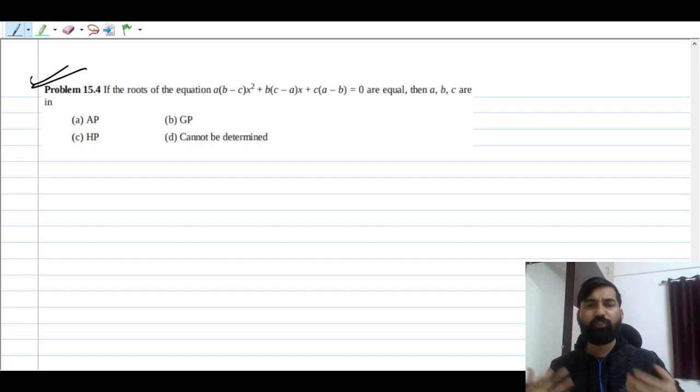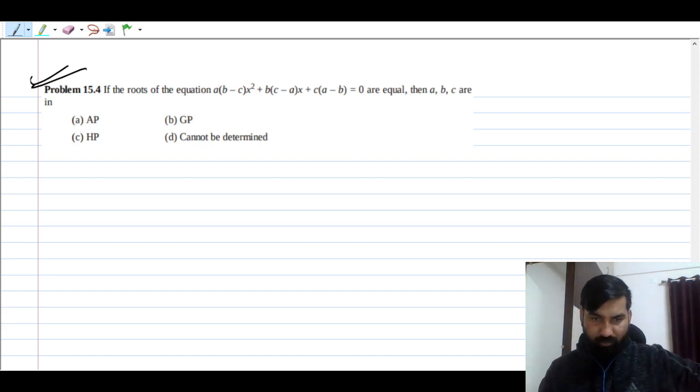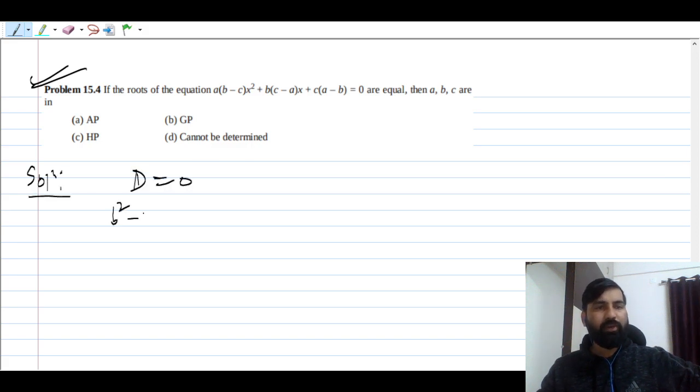So what is the meaning of roots are equal? Roots are equal means the discriminant should be equal to 0, right? That is the first fact that you should know. b squared minus 4ac equal to 0. Now, what is b here, guys? b is nothing but this only, right?